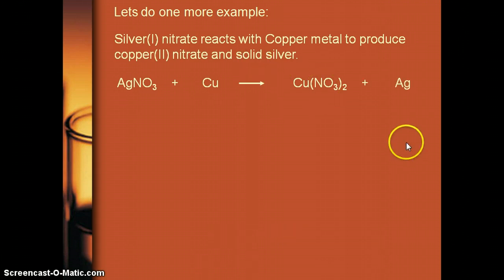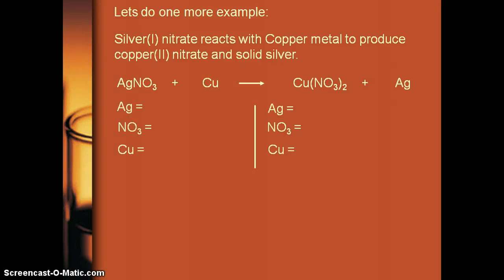So of course we need our silver, we had our silver over here, so we need our silver over here, and it's going to be a solid, so we should put the S in parentheses over on the right. So the first thing we do, remember our 5 C's, our count, compare, change coefficients, and check. So our first step, of course, is to count. So we need to count how many of each atom we have.